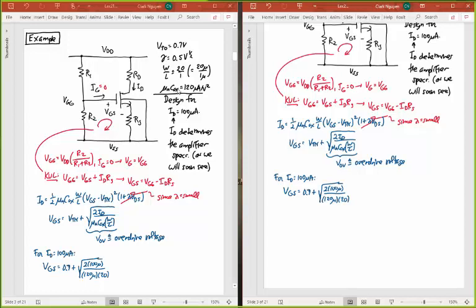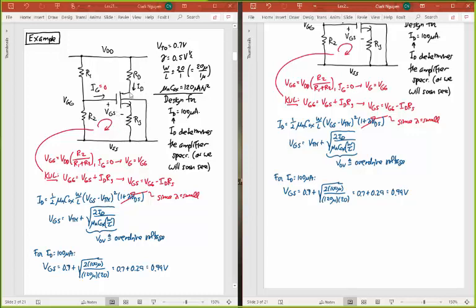If you plug in your numbers, you're going to end up with 0.7 plus 0.29, and so end up with 0.99 volts, which for all intents and purposes is 1 volt, but I'll just say it's 0.99. If I were doing this for real, I would just say it's 1 volt and proceed with that approximation.